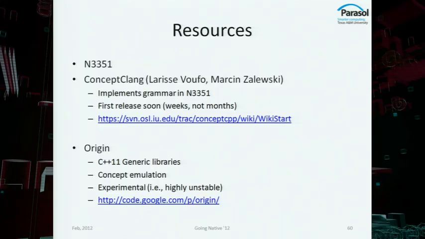And then there's Origin. Origin is my library. It's an experimental collection of C++ generic libraries. All of the concepts that went into the TR were prototyped using C++11 for this library. And I've been sort of building this out to cover the standard template library. So everything that we actually have in the technical report is now being checked against actual library implementations.